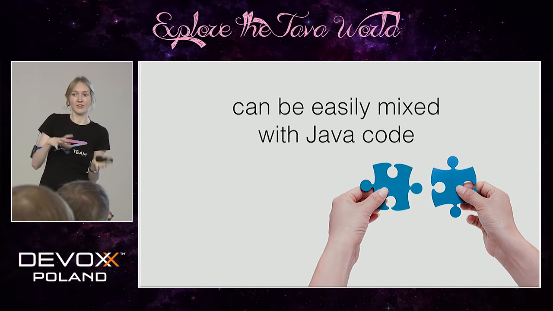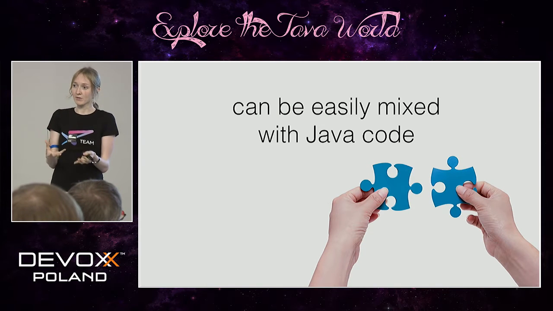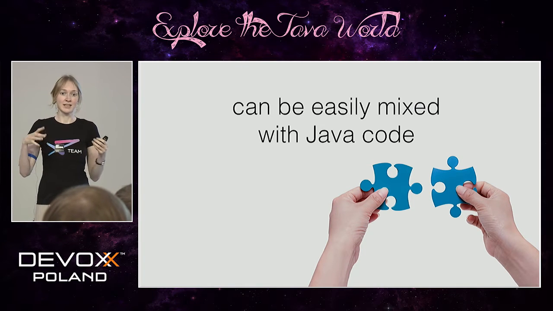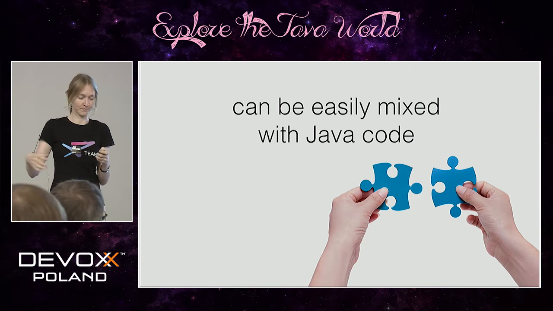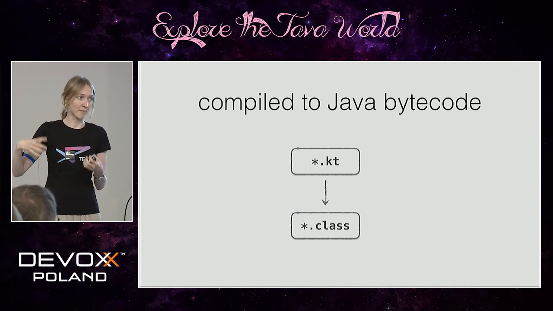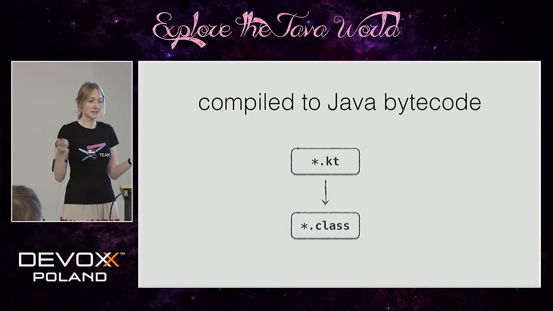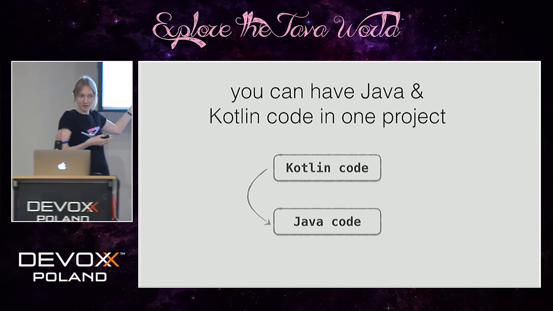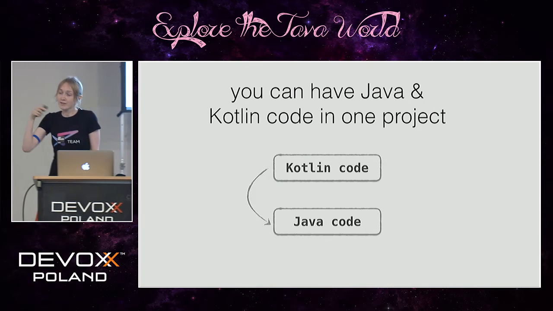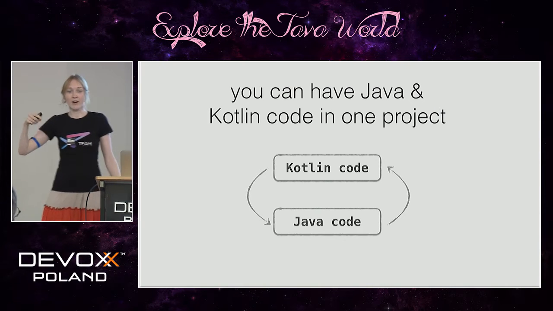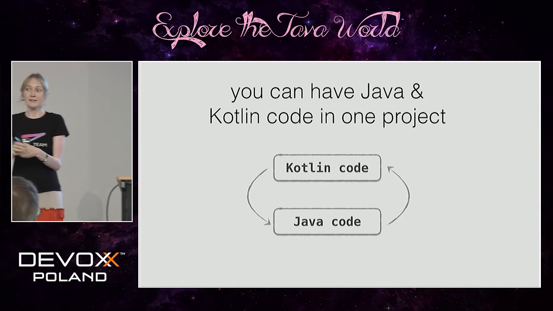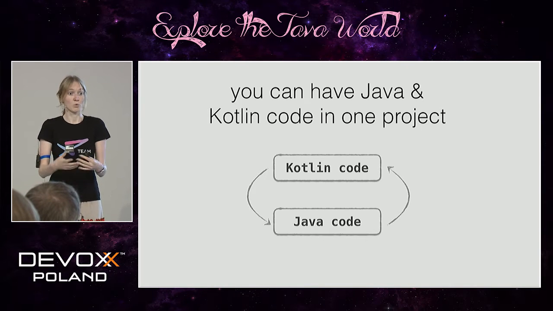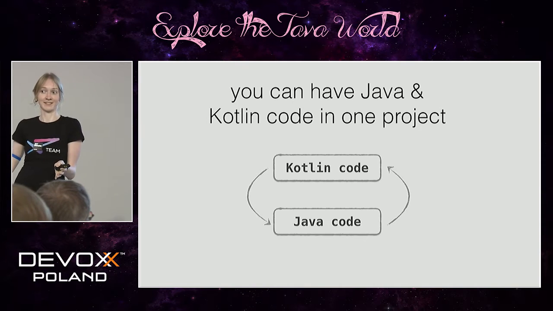Another important thing about Kotlin being a pragmatic language, and that actually differs it from some other development languages, is that it can be very easily mixed with Java code. Kotlin code is compiled to Java bytecode, so it's no surprise that you can call Java code from Kotlin code. It's the same bytecode, so that's very easy. But what's interesting here is that you can go the other direction as well. So you can really mix Java code and Kotlin code in one project, and it will work without any additional difficulties.